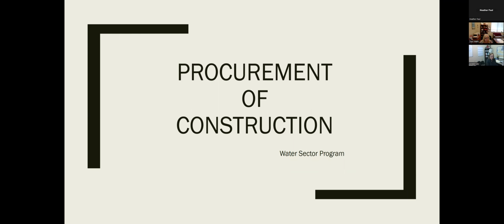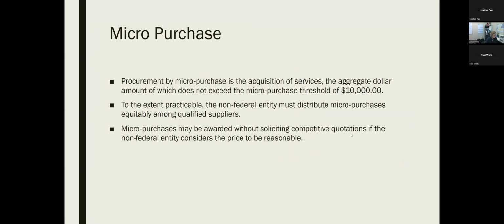So we are going into procurement of construction. Did the slide move? It didn't advance. I can see the screen. Okay. Did that work? Yes. Okay. Note to self, don't use your mouse.